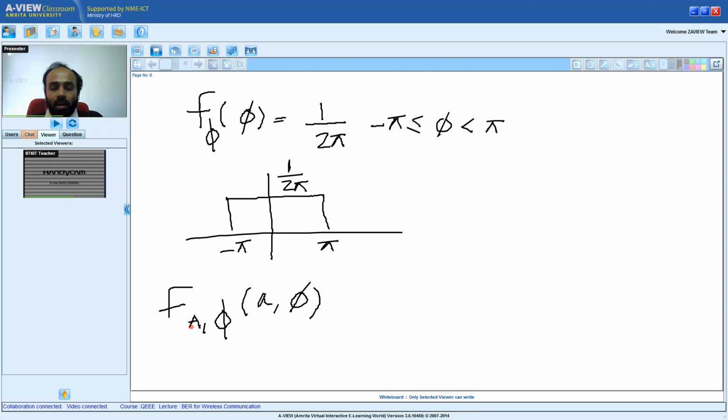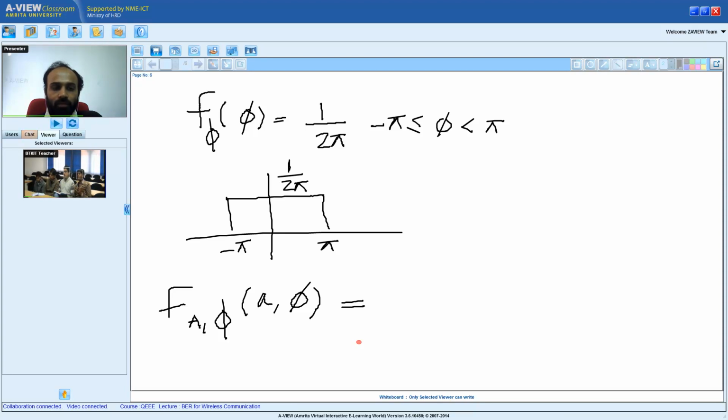I have to multiply it, right? Multiply the distributions. What will I get when I multiply the distributions? 1 over 2 pi times 2a e power minus a square. What will I get when I multiply?